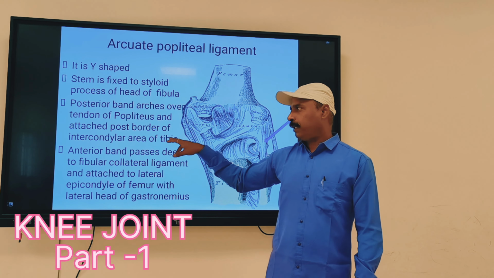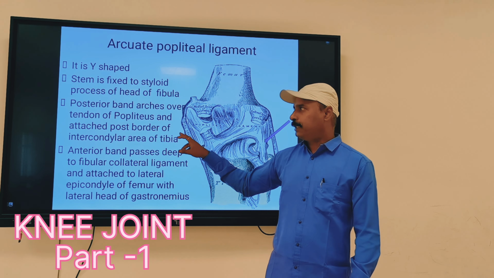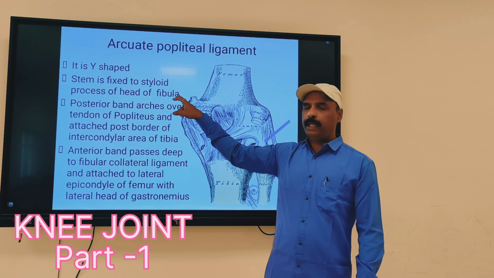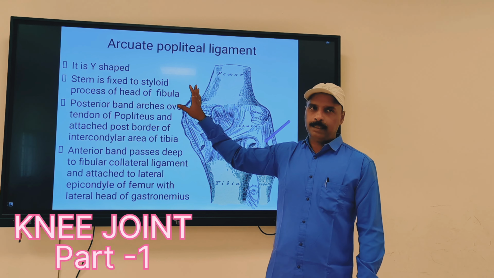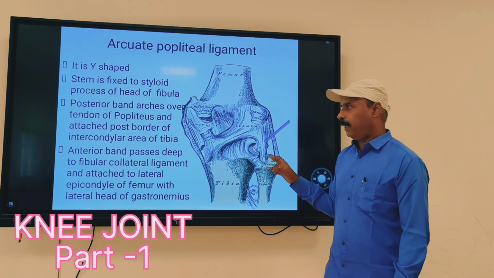It is attached to the posterior border of the intercondylar area of the tibia. So that you have to remember, and it is fixed to the styloid process of the head of the fibula. That is what we call the arcuate popliteal ligament.